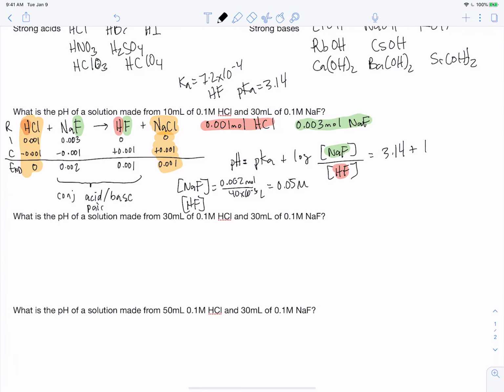And my HF concentration: I take this number, 0.001, and divide that by 40 times 10 to the minus 3, and we see that's exactly half, which is what you'd expect because it's half the number of moles in the same volume, 0.025 molar HF. So we can plug those values in: our sodium fluoride value is 0.05, and our HF concentration is 0.025. We come out with a pH slightly above the pKa. The log of 0.05 divided by 0.025 is 0.3, and so our pH is equal to 3.44.